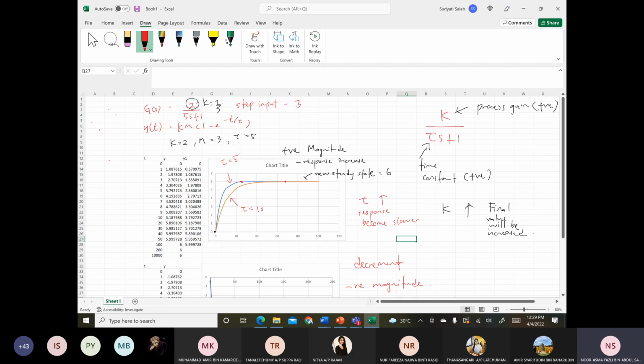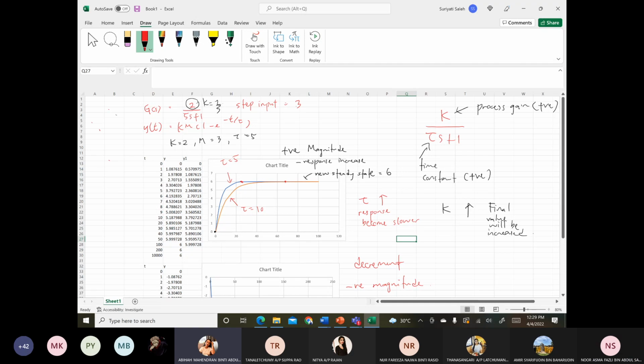Any question? Sir, if the K is negative, the graph will be like below there, isn't it? Like it shows the decrement, isn't it? In this case, the K cannot be negative. K must be positive, the tau must be positive. Only the magnitude can be negative or positive.